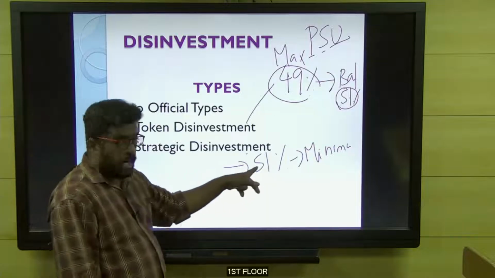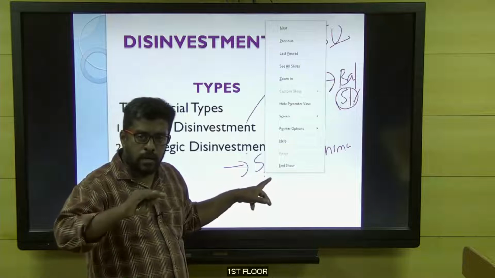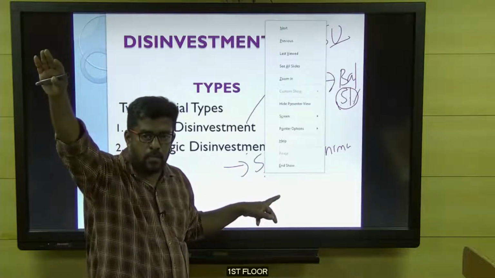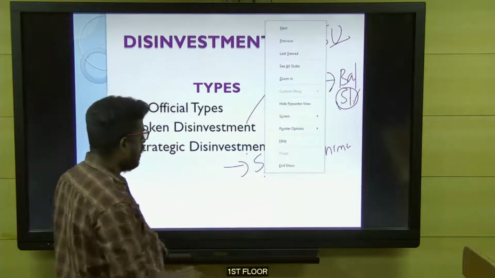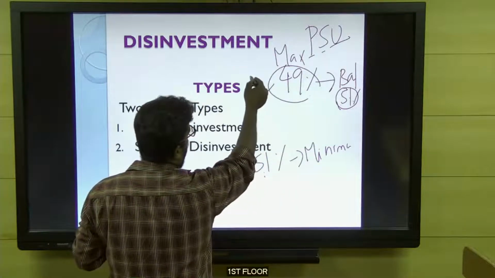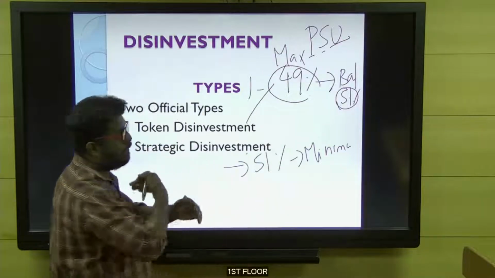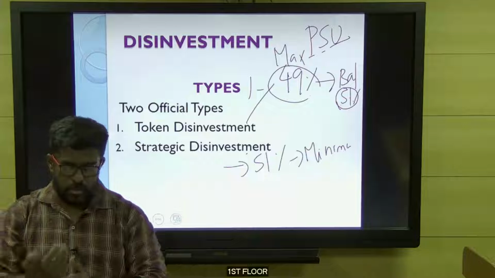So here the point is minimum 51. What is the maximum? The maximum may go up to 100. Completely it may be sold by the government, 100%. So 51 to 100. In the earlier type, the maximum is 49, which means it may start from 1 and go to 49. Here it is 51 to 100, so the company will not be referred to as a PSU.